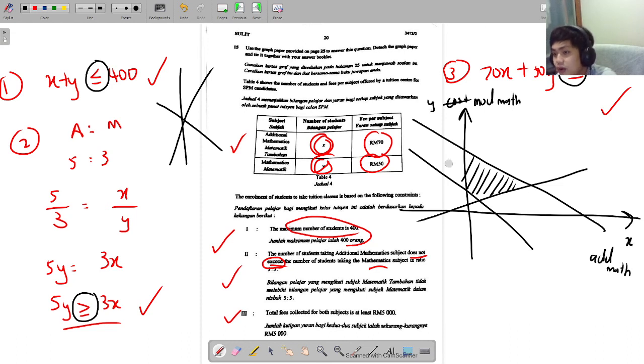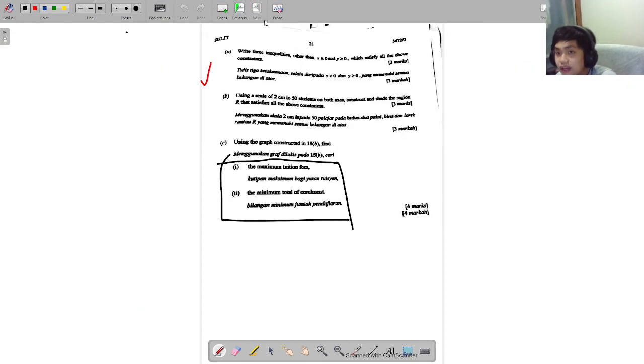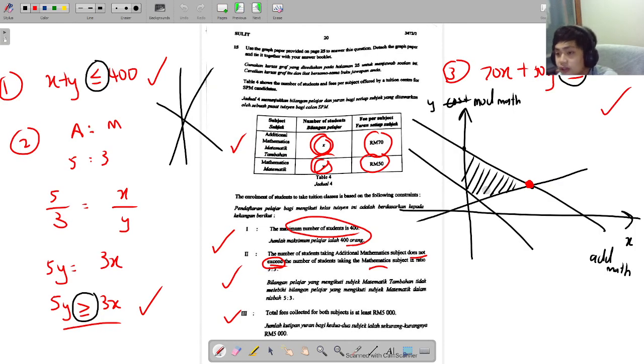So the maximum cost in this case would be around here. I can't take this because I'm losing out on students. So this is the optimal amount of cost for both the add math and mod math students. I'm going to take this coordinate here for the maximum amount of money. When they talk about minimum enrollment, it means the lowest amount of students. So minimum enrollment will be here, and this coordinate will refer to the maximum fees.